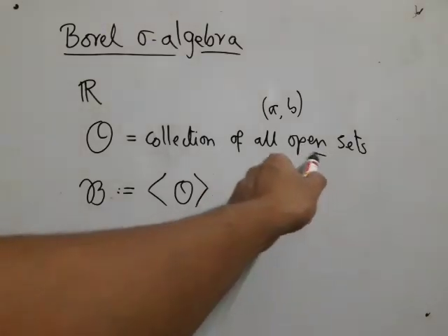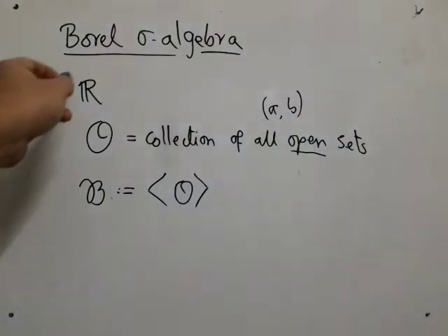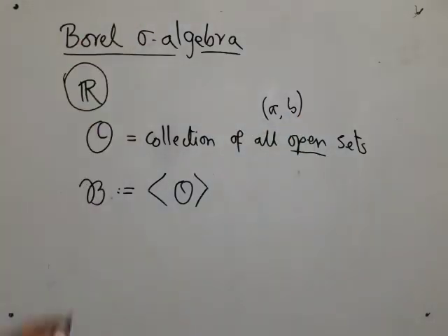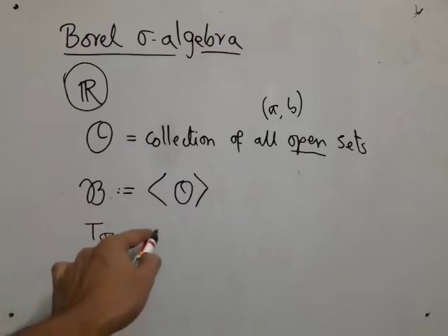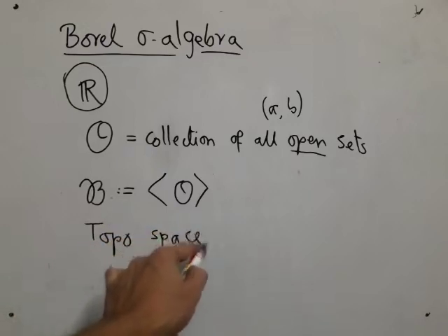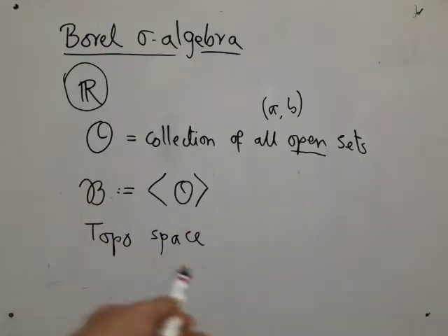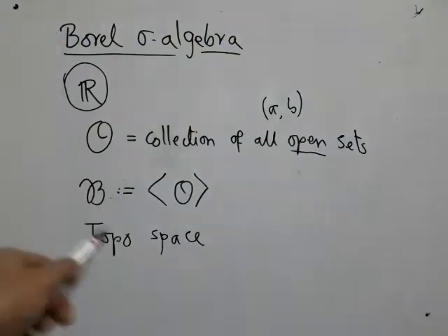And since I am working with just open sets, I really do not have to work with R. I can use any topological space and talk about the Borel sigma algebra on that topological space. Just consider the collection of all open sets on that topological space and the sigma algebra generated by that. And this is by far the most important sigma algebra that is out there.